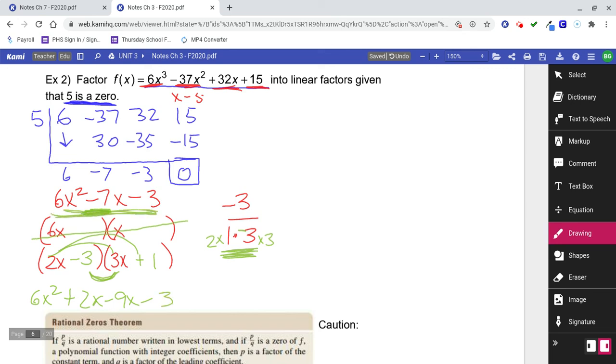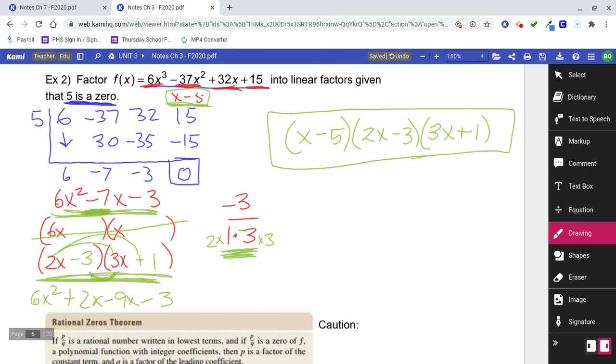And so my two factors are here. But don't forget about this factor. This was one of my factors as well. So if I'm factoring it completely, I would have x minus 5. That was the one they gave me. And then I figured out 2x minus 3 times 3x plus 1.